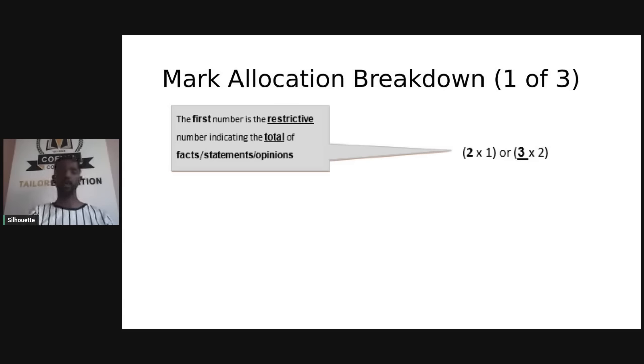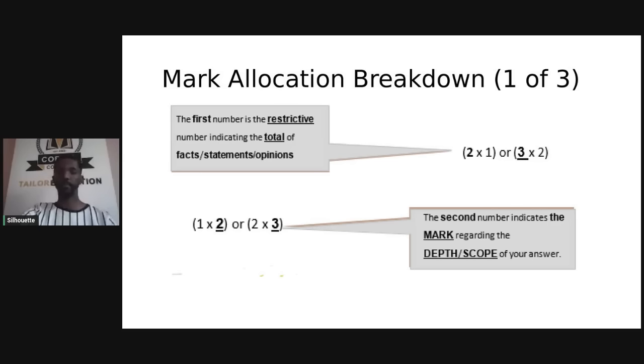Okay. So the first number within the brackets, in this example, the first bracket is 2 times 1. That simply means that the first number, 2, speaks to the facts, the statements, or the opinions that you must give, and each fact is worth a mark each. The second example is 3 times 2. It means here you must give 3 facts, and each fact accounts for 2 marks.